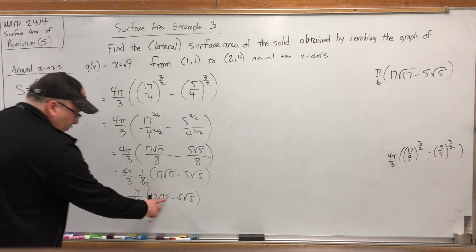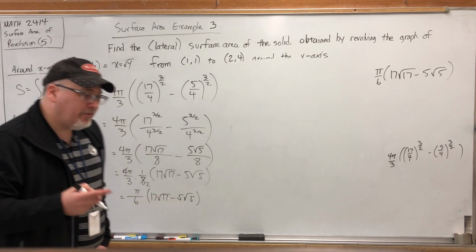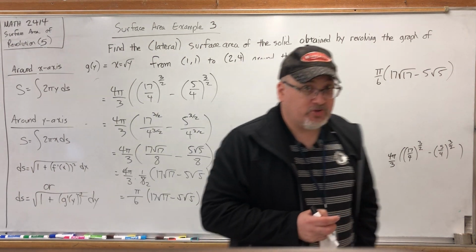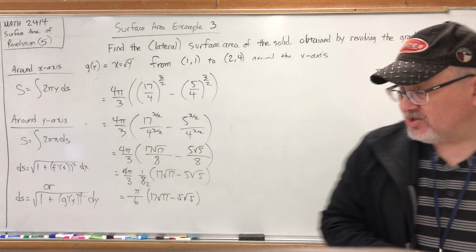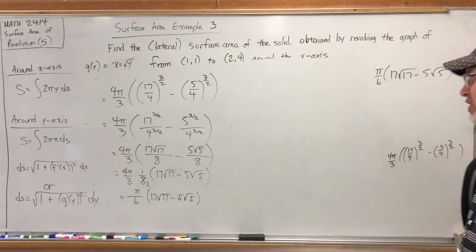So again, I don't think this one was that terrible. There was a small algebra move right before we integrated where we combined the square roots and distributed, but it did turn into something that was integrable. And we did end up getting the same answer as before, which we should have because it was the same solid, so it should have the same surface area.